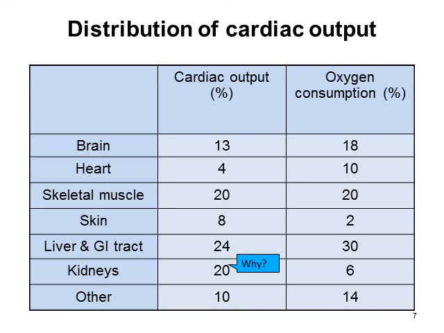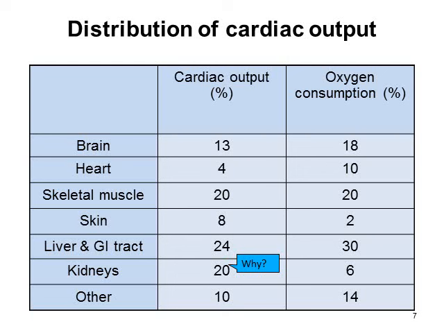Conversely, 20% of the cardiac output goes to skeletal muscle. It's a very large body of muscle if you think of all the skeletal muscle in your body, and it requires approximately 20% of the oxygen that's available in the blood. Skin, as you would imagine, has a low cardiac output percentage, and again a low percentage of the oxygen consumption. The one I need to draw your attention to here is the kidneys. 20% of the cardiac output goes to your kidneys, and they only use 6% of the oxygen.